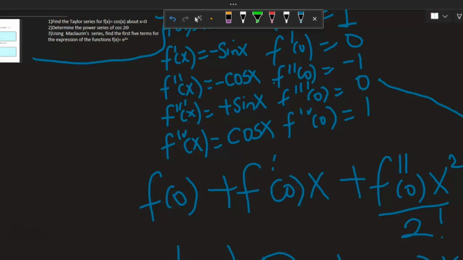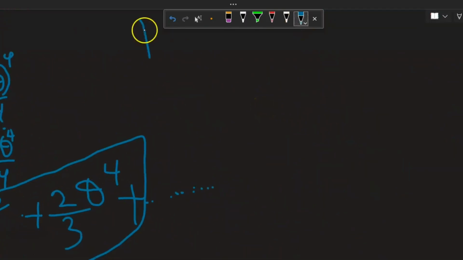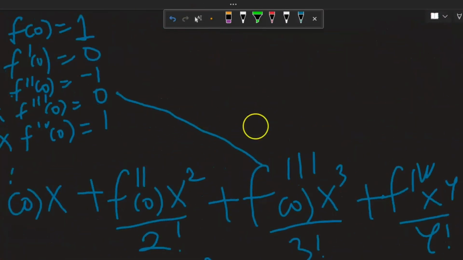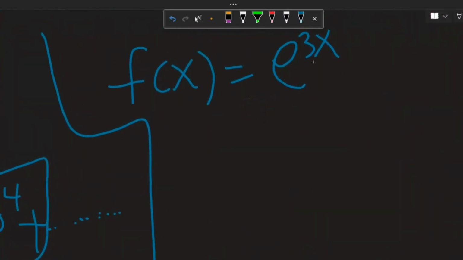Let's quickly solve the third example. The third example says, using Maclaurin series, find the first 5 terms for the expression of the function f of x equals e exponential 3x. So let's solve the third one. We're given f of x equals exponential 3x. What were we asked? The first 5 terms. It means we should differentiate to get 5 good terms.